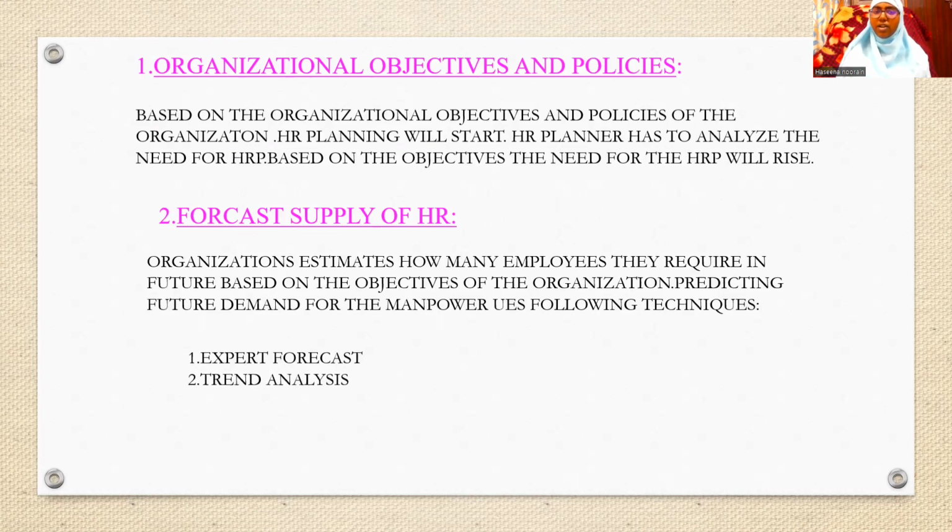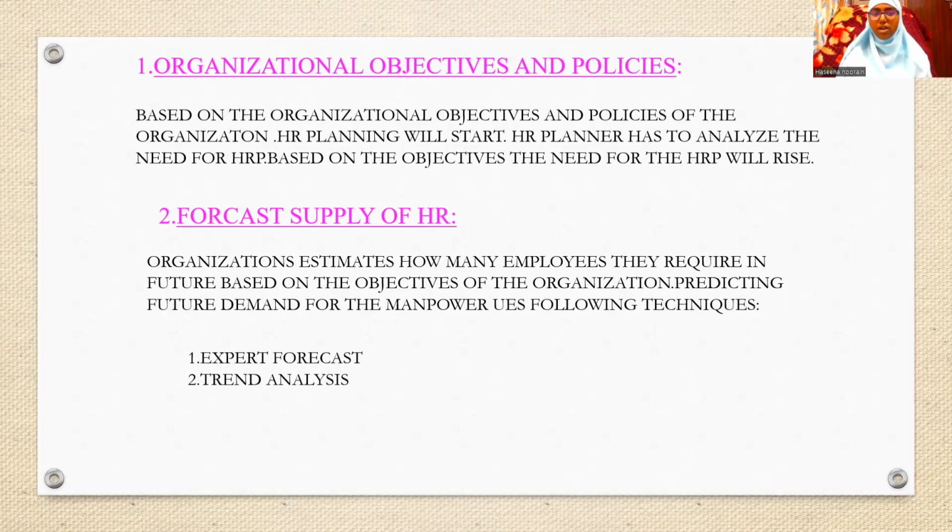It is based on the organizational objectives and policies of human resource planning. It will start from the beginning and it is a never-ending process, as humans are the major requirement and resource of the organization. In human resource planning, HR should plan to analyze the needs of human resource, which should be based on the objectives and needs that have arisen in the organization and which will arise in the future as well, depending on the analysis he or she made.